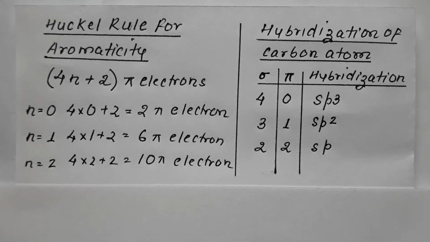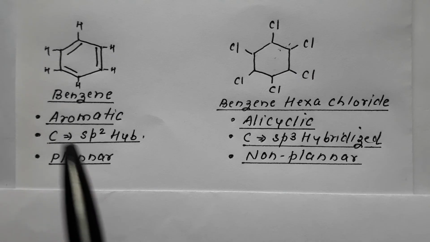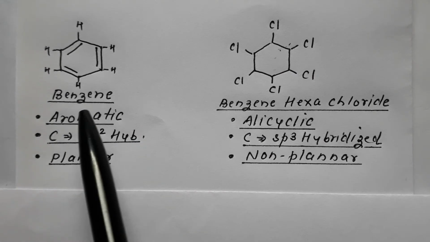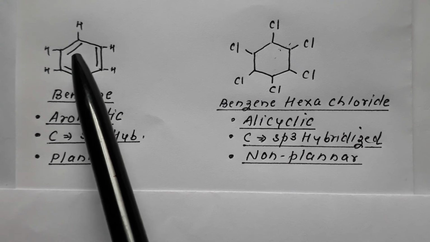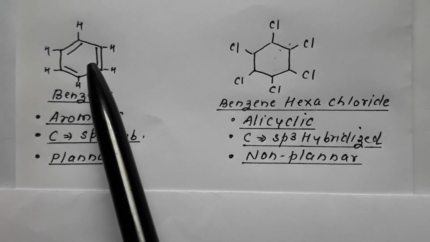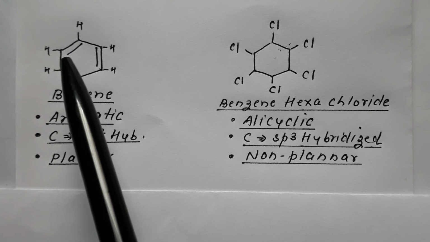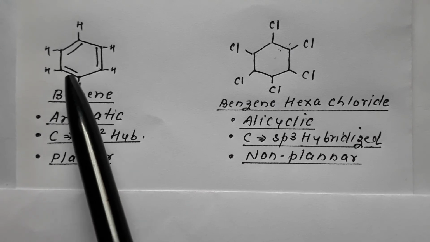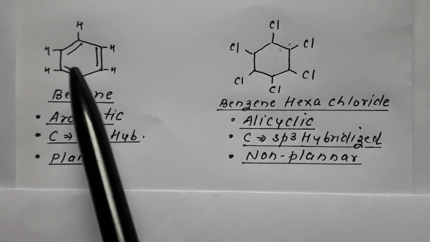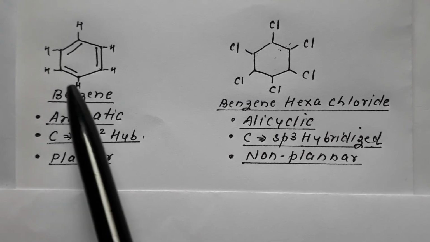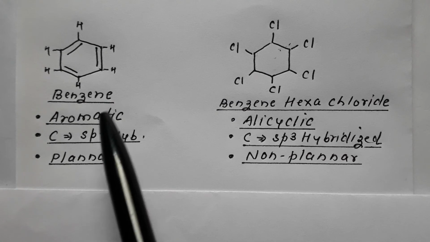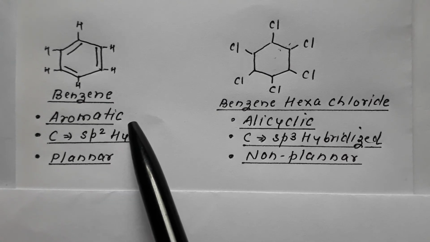Now let us apply these two pieces of information to benzene hexachloride, BHC. The principal compound is benzene, in which there are 3 pi bonds. Each bond is made up of 2 electrons, therefore there are 6 pi electrons. Since it has 6 pi electrons, benzene is aromatic.